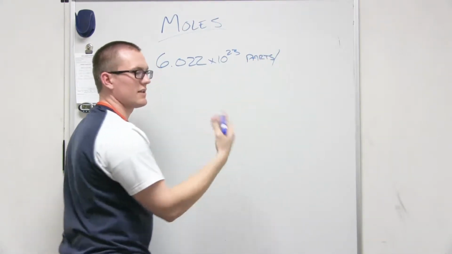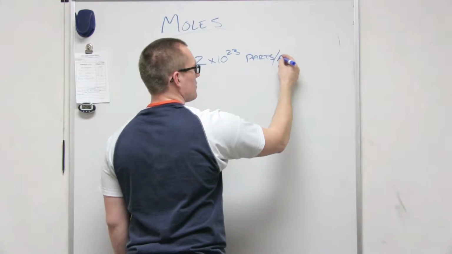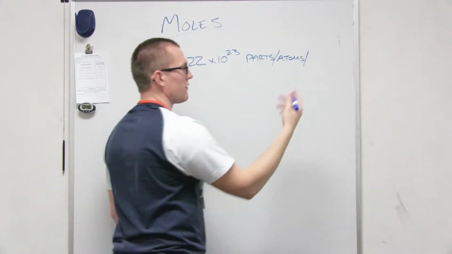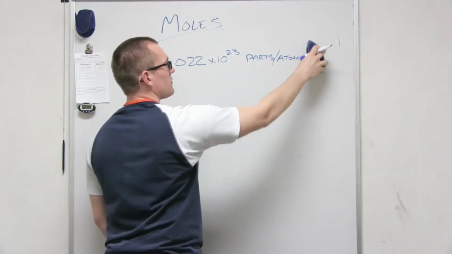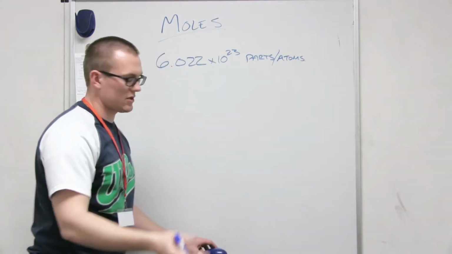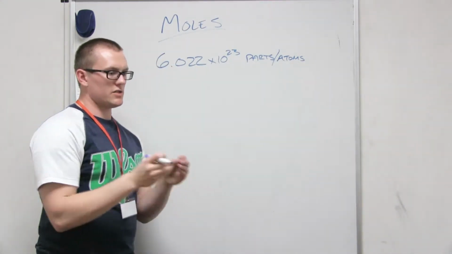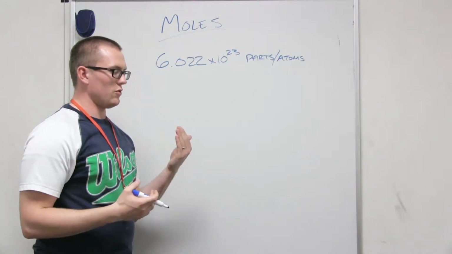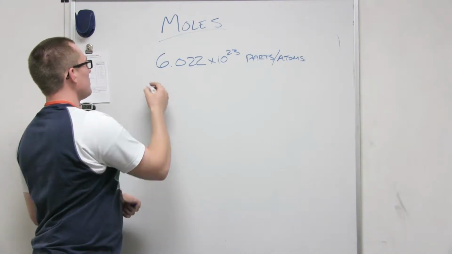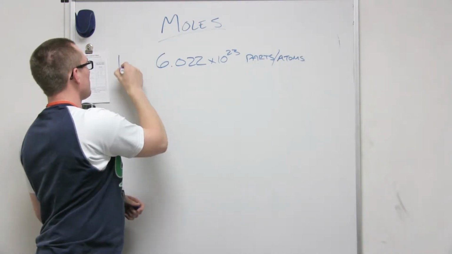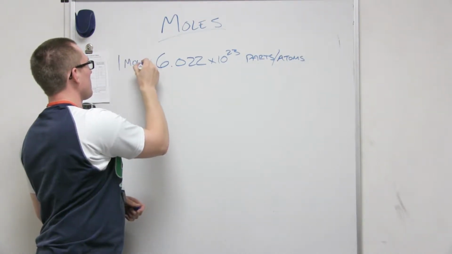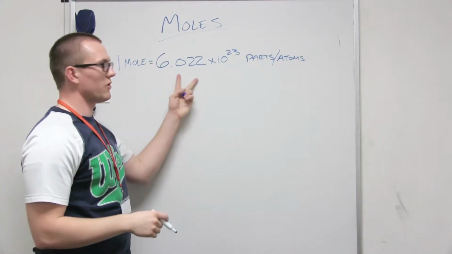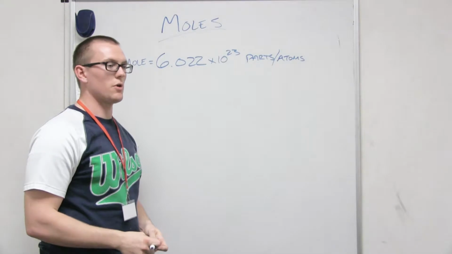Or you can think of that as atoms, molecules, whatever, however the question is asking. But that's how many pieces are in that one big group. And so 1 mole equals that many pieces. And this number right here is, like you said, Avogadro's number.